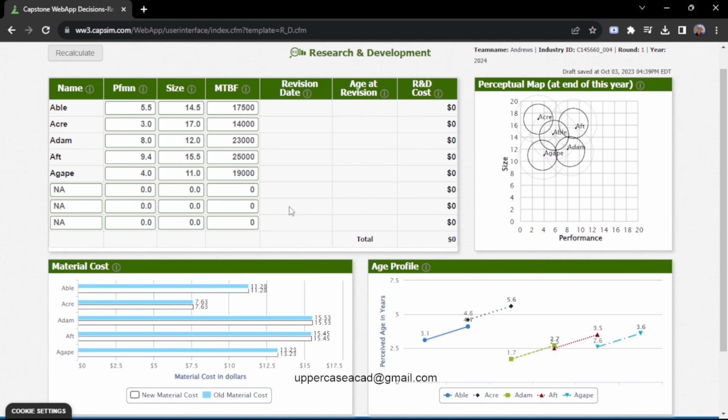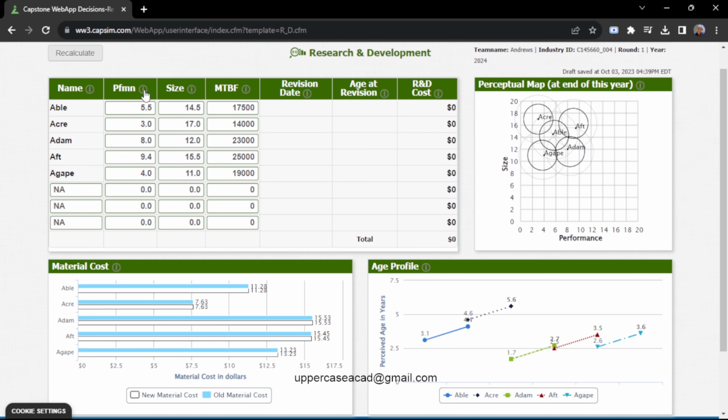First, the first part that you are going to look at is the research and development. Here you'll have to make decisions in terms of designing your product, not forgetting that you have 5 products in the beginning, so each product has a different market segment. For instance, Able is in the traditional market segment, Eka is in the low-end market segment, Adam is in the high-end market segment, Aft is in the performance segment, and Agap is in the size segment.